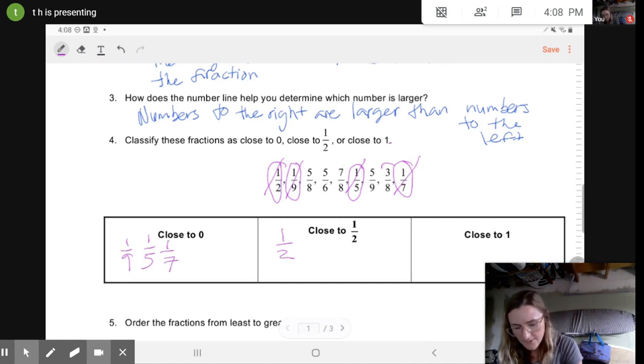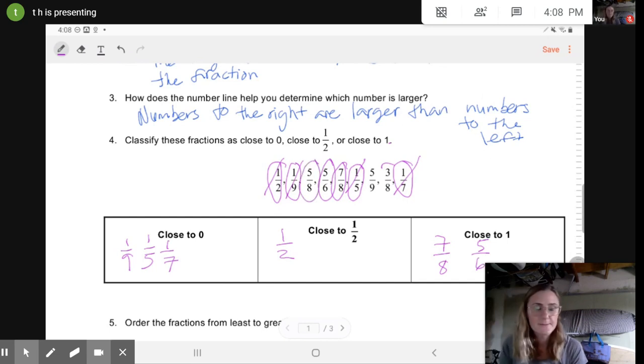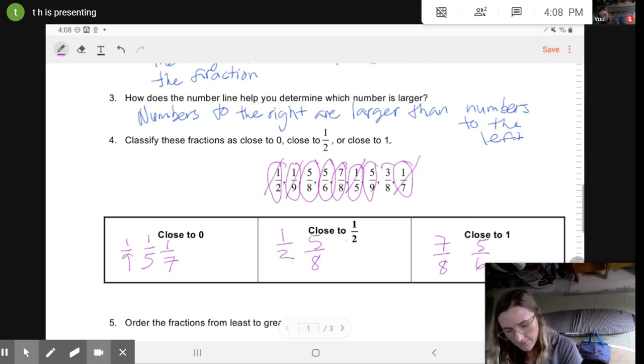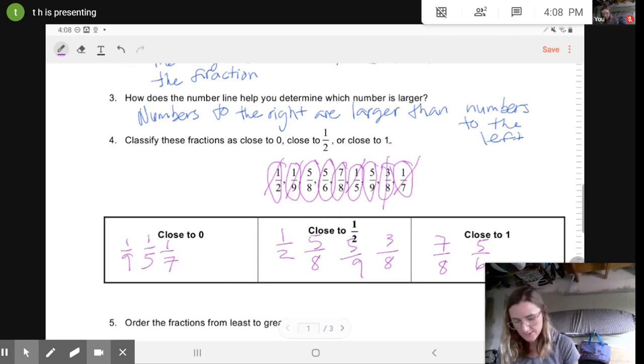And I look at this 7/8, I know that 8/8 would be 1, so 7/8 would be close to 1. And 5/6, well, 6/6 would be 1, so 5 out of 6 would be close to 1. 5/8, well, we know that half is 4 out of 8. So I would say that 5/8 is close to half. 5/9, well, half of 9 is 4.5. So 5/9 is pretty close. And then 3/8 is close to 4/8. That's, again, close to half.